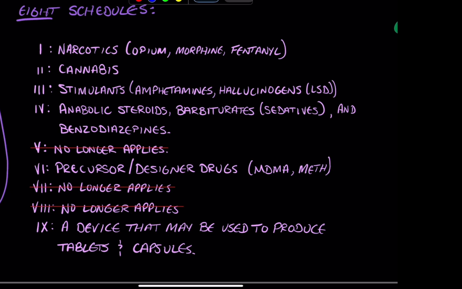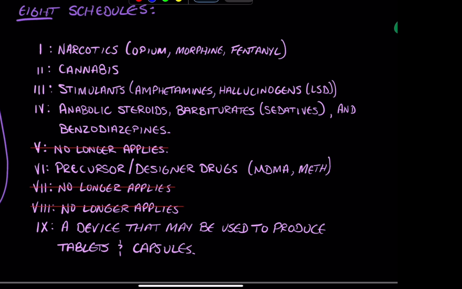Class 4 would be your anabolic steroids, barbiturates, which are in the sedation class, and then benzodiazepines, which are also in the sedation class. They're used when somebody's having a seizure and we have to give them something to stop the seizure, prevent the seizure. It's also used for sedation of agitated patients, so it's in that class. I'm not really sure what the relation is between the benzos and the anabolics, why they're in the same class, but they are.